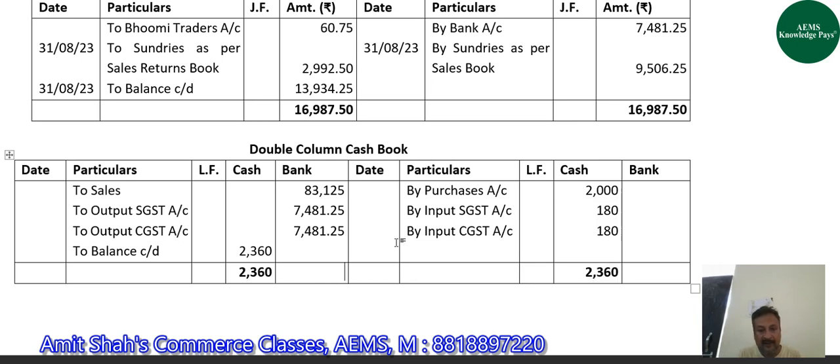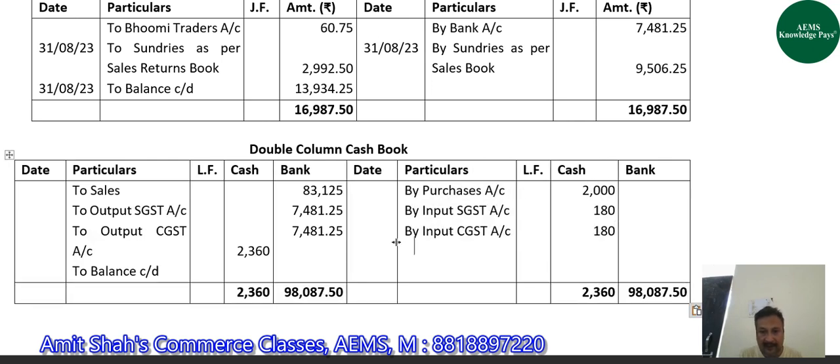And total of debit side of bank is 90 and 97, and then 800, 900, and 187.5. And this will become the debit balance of bank 98,087.5.